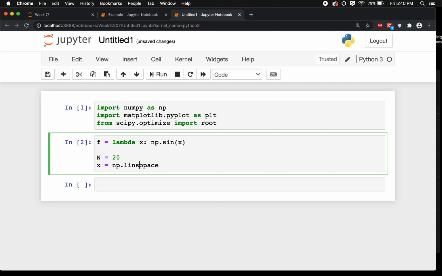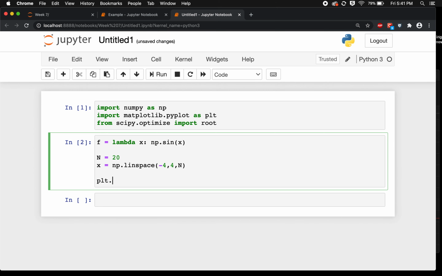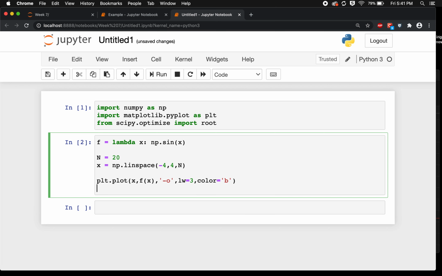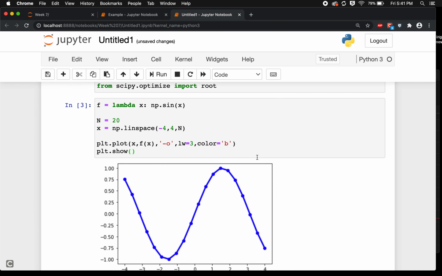We'll pick a nice domain, let's do from -4 to 4, and then n points, and then we can just plot this up. So we do plt.plot x, f of x, and then we'll do circles, line width of 3, and color equal to blue, and then plt.show. And so we have a representation of the function where each point is represented as a dot. The distance between these points on the x-axis is all equal. That's what linspace is. It gives us equally spaced points.